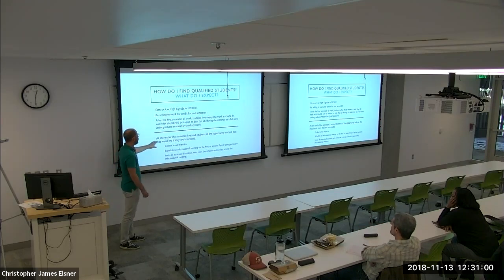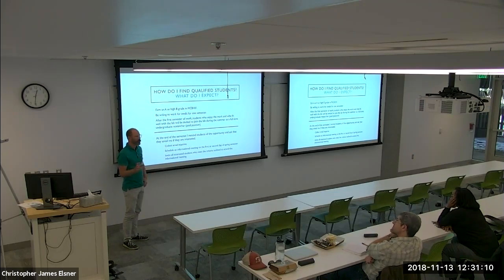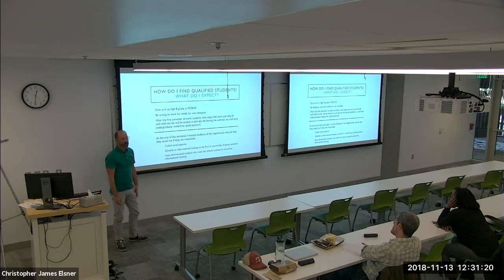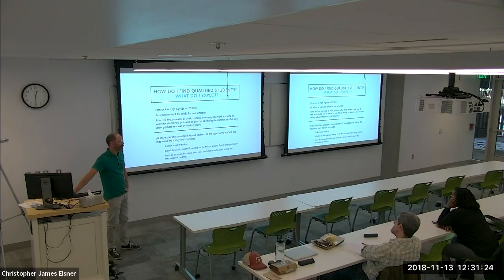Okay, so at the end of the semester, I remind students of the opportunity and ask they email me if they're interested. I collect all those email inquiries. I schedule an informational meeting. I do this during the first or second day of the spring semester. And then I invite all those interested students who meet the criteria outlined to attend the informational meeting. And I also ask my colleagues in the College of Agriculture and Life Sciences to attend those meetings and consider presenting their research.